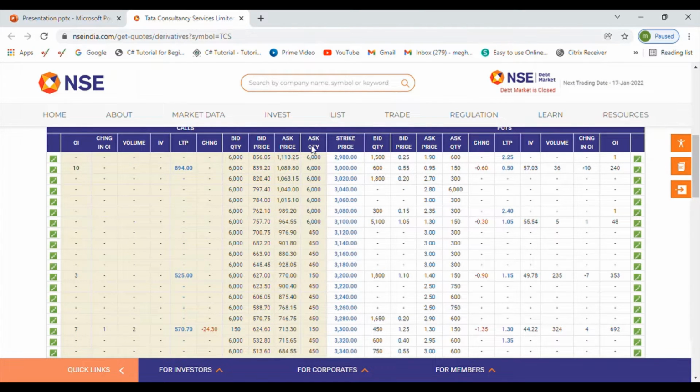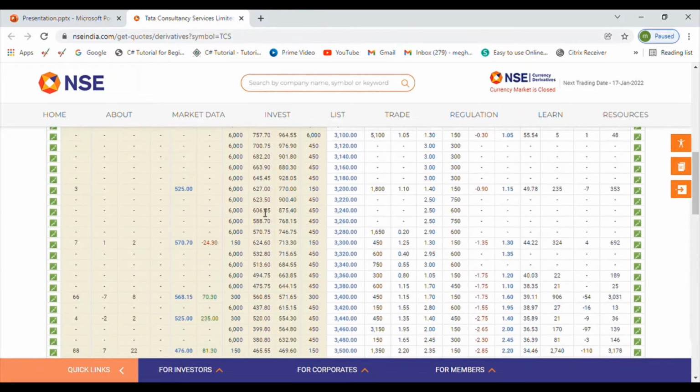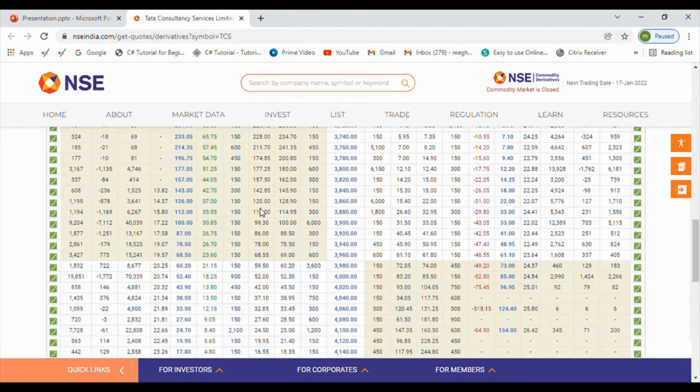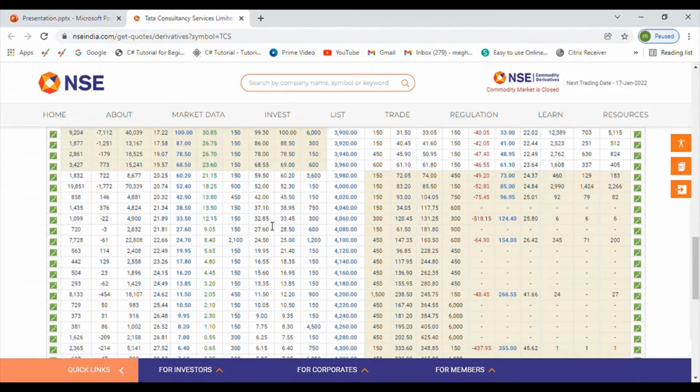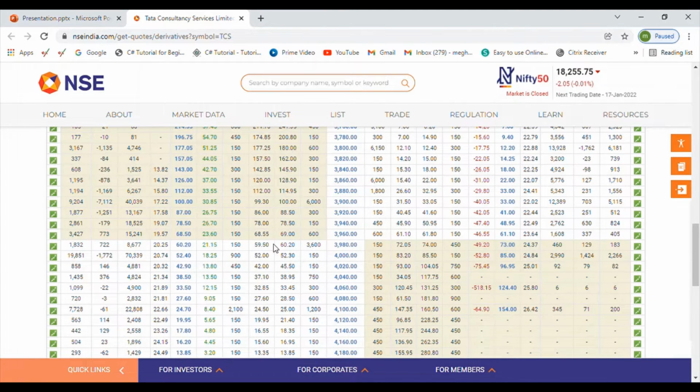To the left side of the strike price, we have call options, and to the right side of the strike price, we have put options. The region which is in shaded color is treated as in the money, and the region which is in plain color, which is white, is treated as out of the money. I'll discuss in more detail, but before that we'll talk about at the money first, because that is quite easier to understand.